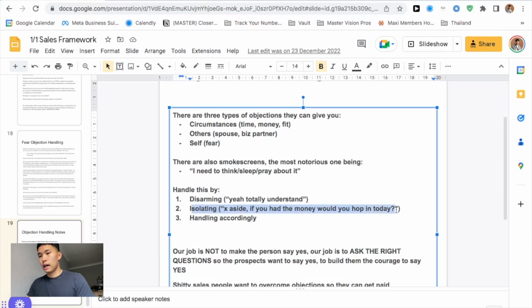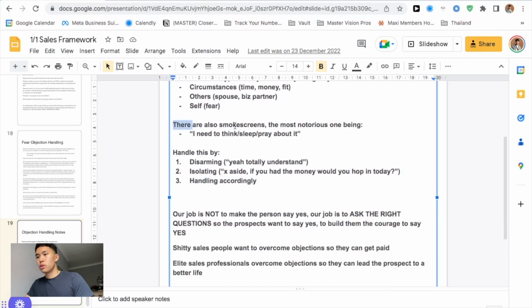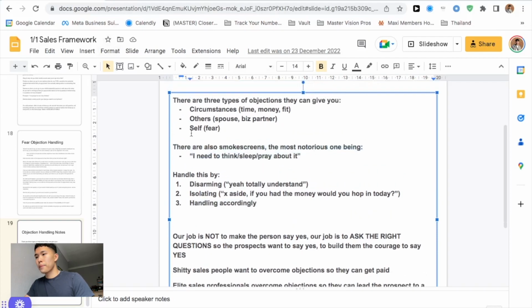And then isolating, as explained already, you just make sure, okay, is that the actual objection here, or is there something beneath the surface? And then three is handling accordingly. Let's actually go through these notes. I don't know why I have the whiteboard, but these are the three types of objections.